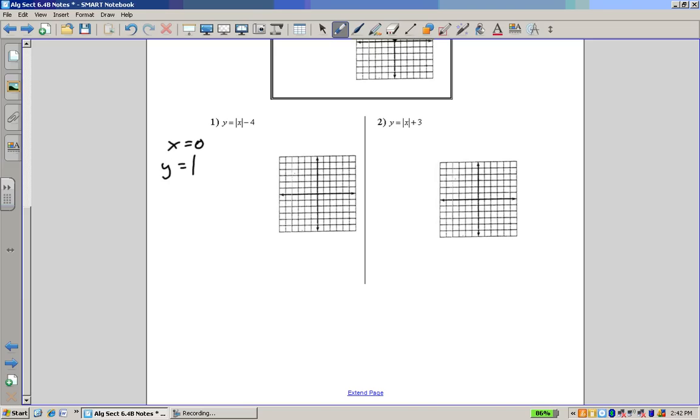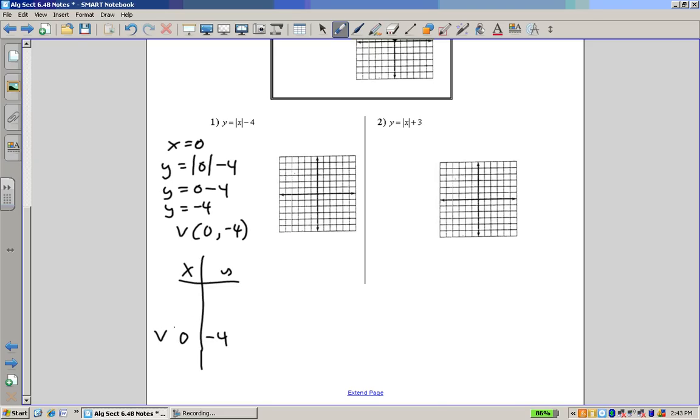Now we're going to plug that in. Y equals the absolute value. Plug this in for x. The absolute value of 0 is 0. 0 minus 4 is negative 4. So I know that my vertex is 0, negative 4. So I'm going to start an xy table, and in the middle, I'm going to put my vertex, which is 0, negative 4. I like making a little box just to separate it and know that this is the vertex.